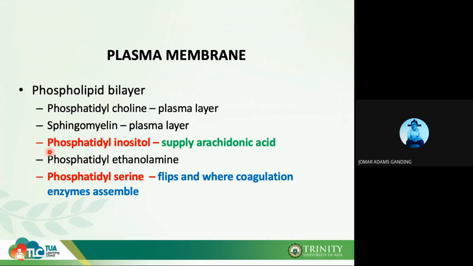In addition to that, your phosphatidylserine is where your coagulation enzymes assemble during coagulation. So those are two very important phospholipids. These are very important kinds of phospholipids that are found not within your cell, but on your plasma membrane rather.